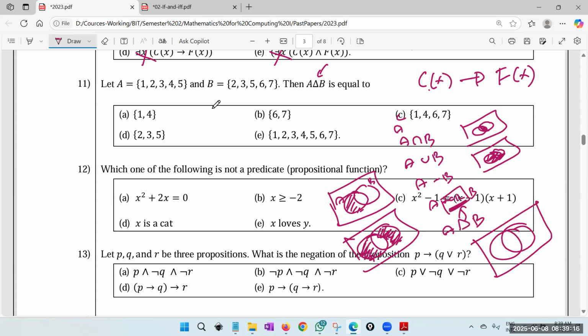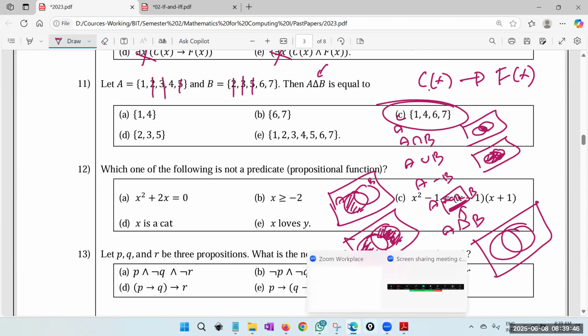So therefore, what is this? That means you need to take exclusively belong to A parts and exclusively belong to B parts, but not common things. So let's eliminate the common things. 5 is common. 2 is common. 3 is common. Right. Now I have eliminated the common things. So therefore I need this part and this part. That is 1, 4, 6, 7. Answer is C. 11C.